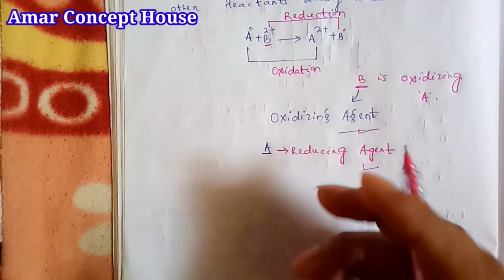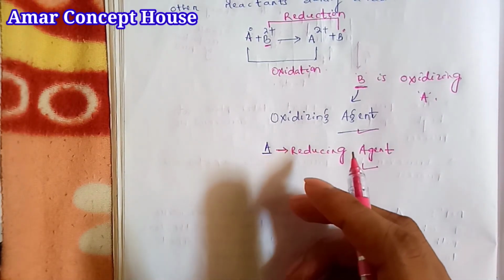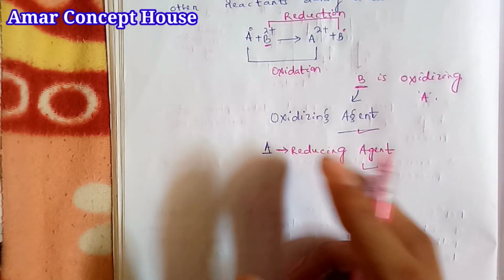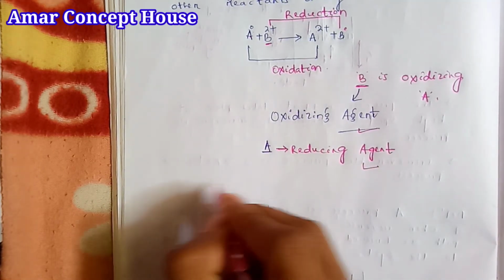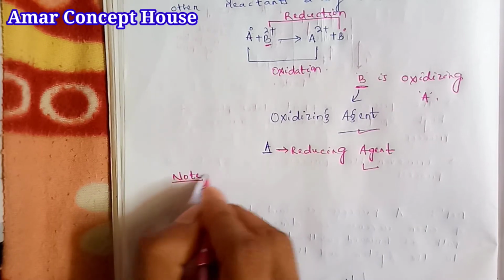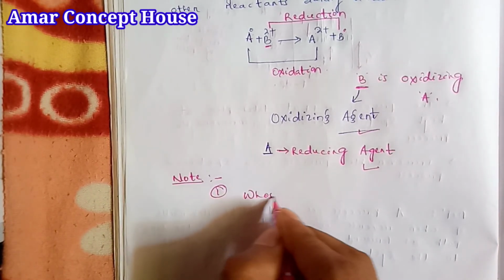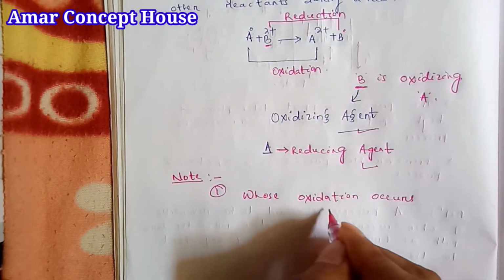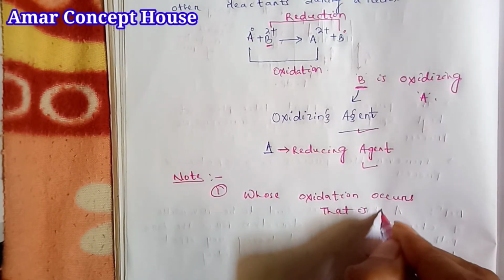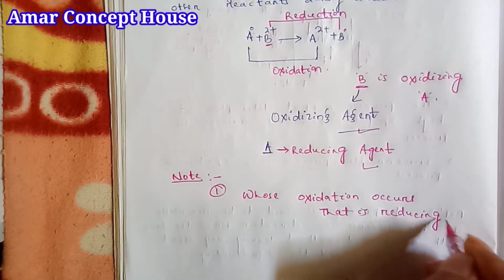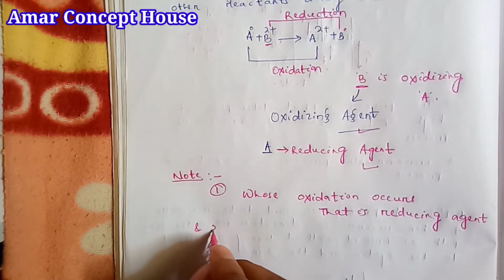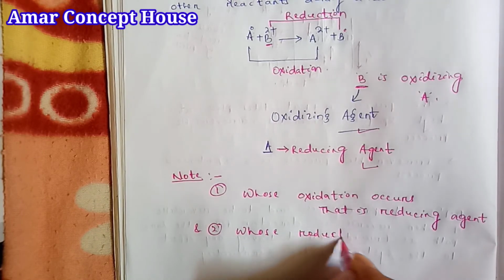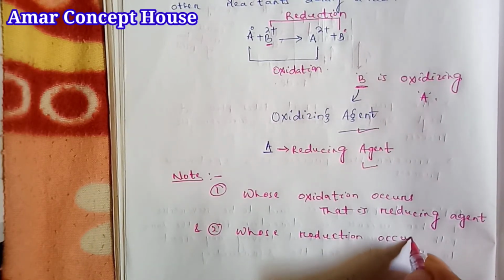The one whose oxidation occurs is the reducing agent, and whose reduction occurs, that is the oxidizing agent. The one whose reduction occurs is the oxidizing agent. Clear? Now write a note here. Whose oxidation occurs, that is the reducing agent. And whose reduction occurs, that is the oxidizing agent.